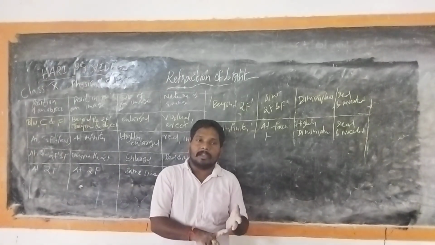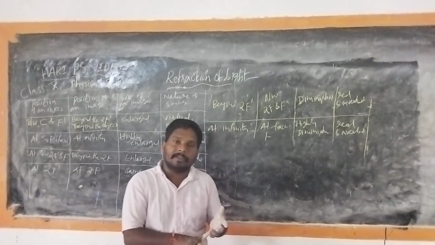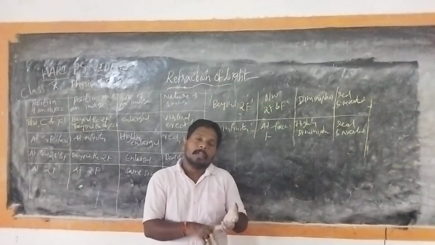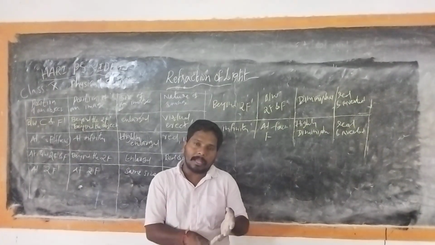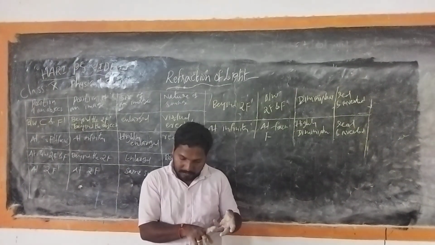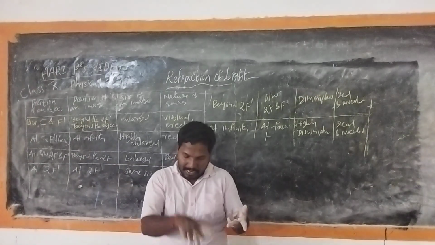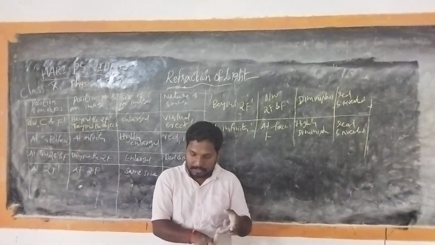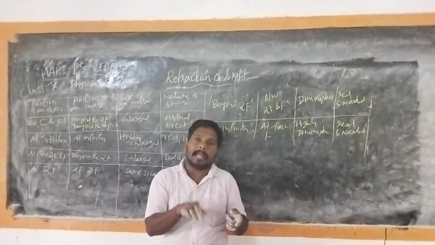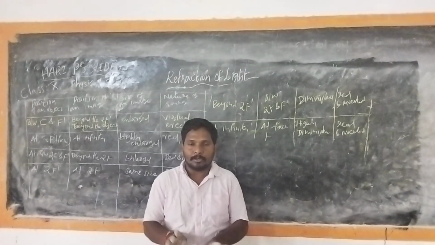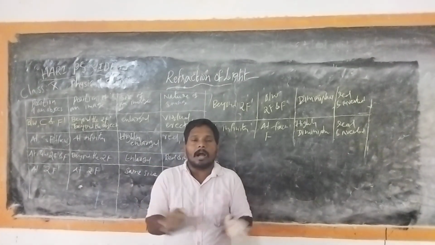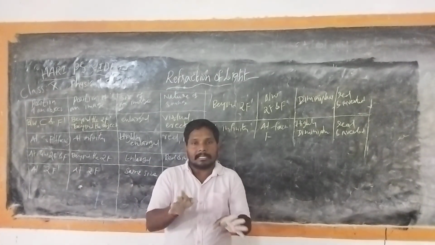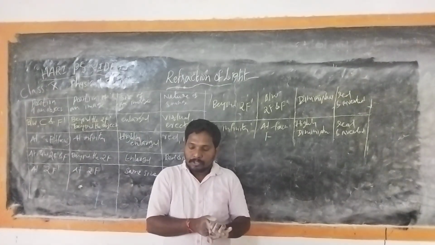So they are used to correct the eye defect called hypermetropia, in making a simple camera, in making a magnifying glass, and in making microscopes, telescopes and slide projectors. So this is about the convex lens.